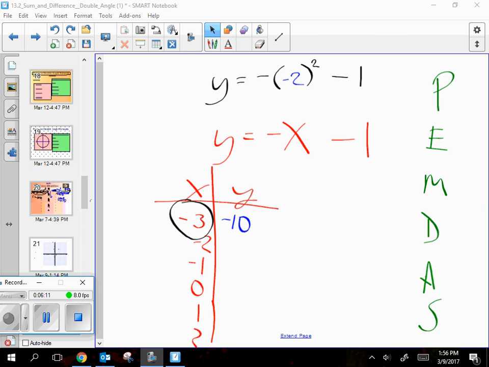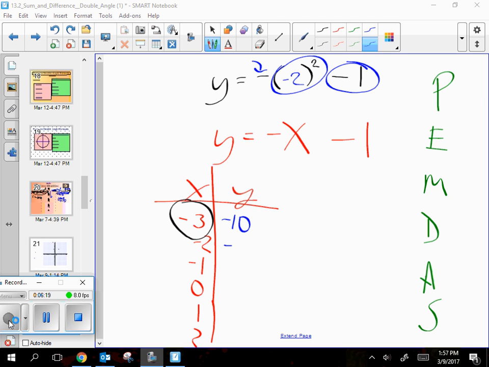I'm proud of you. I was amazed how many people got it right. +4, then this becomes negative, makes it -4. -4 and a -1, -5. All right. So once I get a whole bunch of points like this, it's really not that bad. I just got to graph -3, -10, and -2, -5.